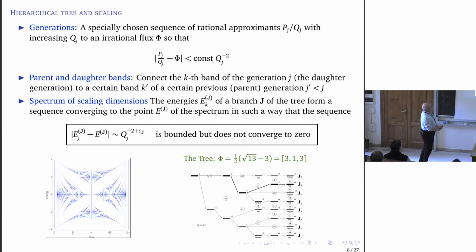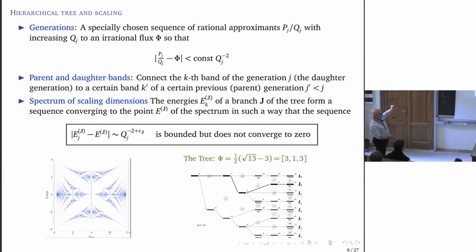Let me choose some period, which is an irrational number. That's one of the symbols. It's a continued fraction with period 3, 1, 3. And then I consider, of course, because Q is infinity for a rational number, I will have infinitely many gaps. They're not drawn, infinitely many.